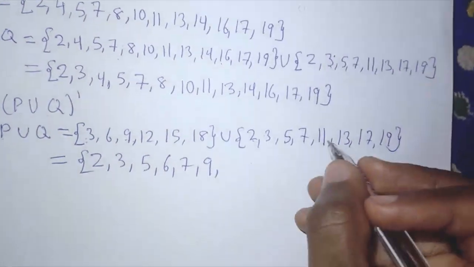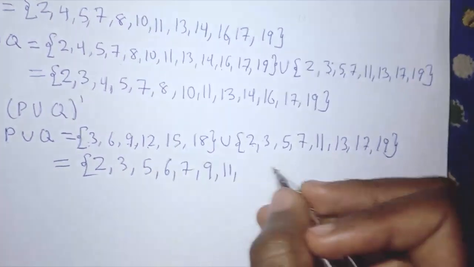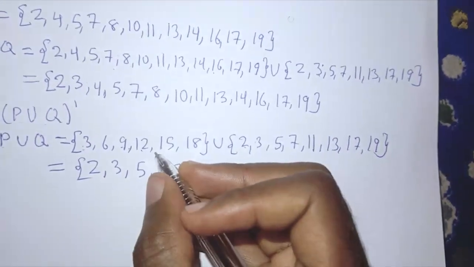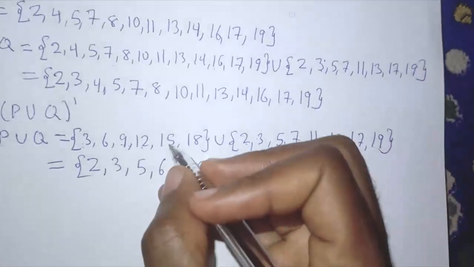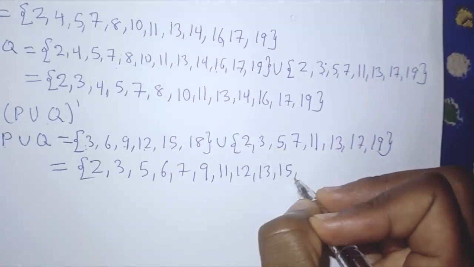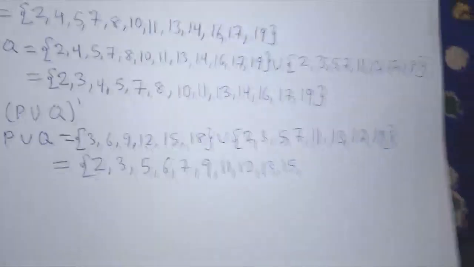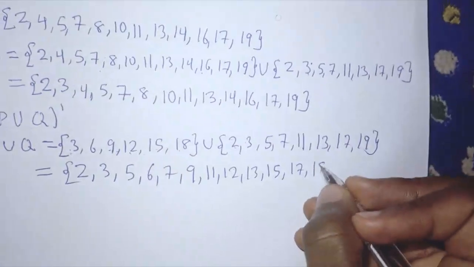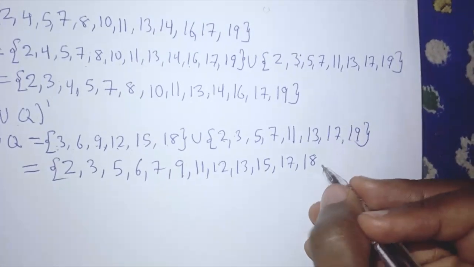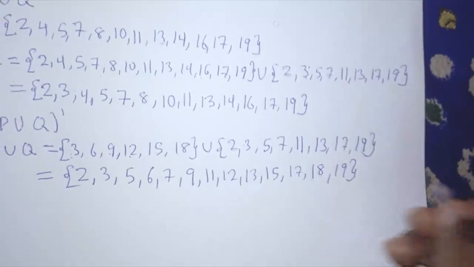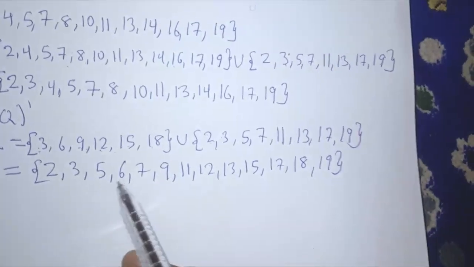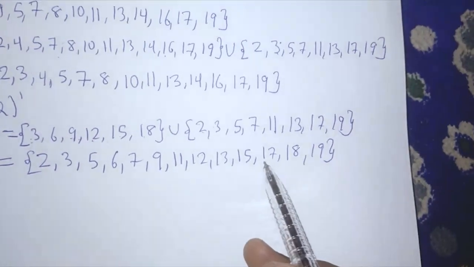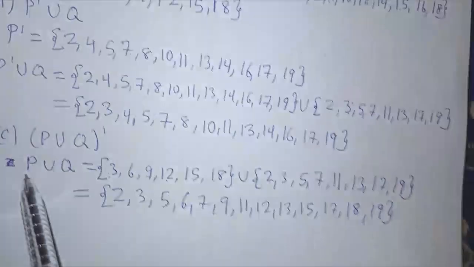11 is here, 11. 12 is here, 12. 13 is here, 13. 14 is not here, you skip it. 15 is here, 15. 16 is in neither, so you skip it. 17 is here, 17. 18 is here, 18. Then 19 is here, 19. So the elements in P union Q are 2, 3, 5, 6, 7, 9, 11, 12, 13, 15, 17, 18, 19. So that is P union Q.